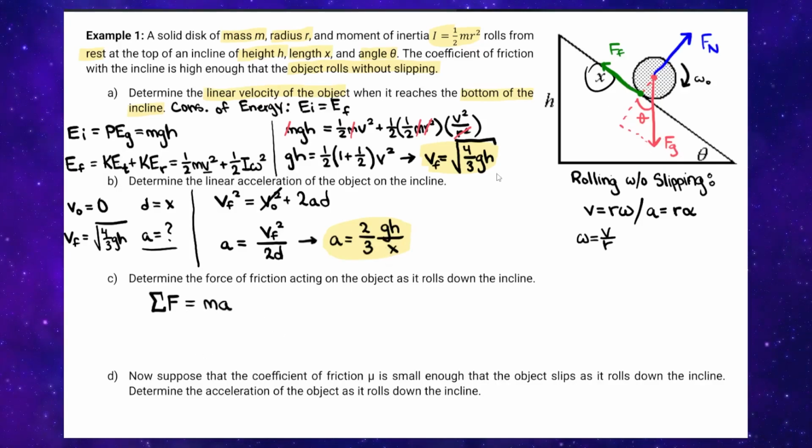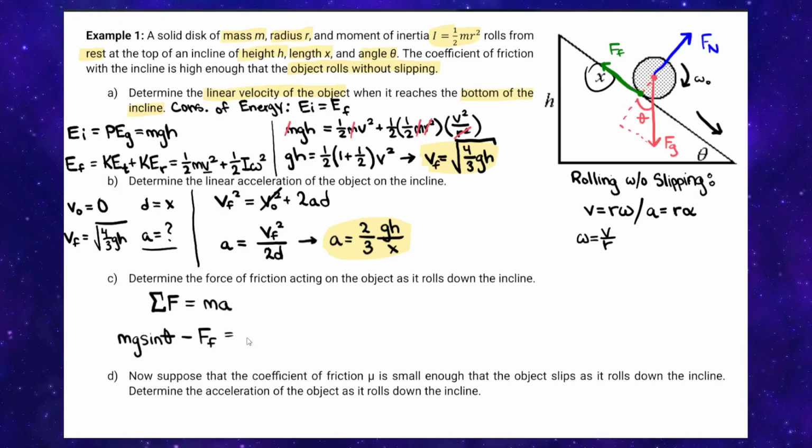And in the direction of motion, which is down the incline this way, we've got the parallel force due to gravity. So that would be mg times the sine of the angle, and then going against is that force of friction that we're trying to solve for. And all of that is going to equal the mass of the object times this acceleration we got in the previous part, so 2/3 gh over x.